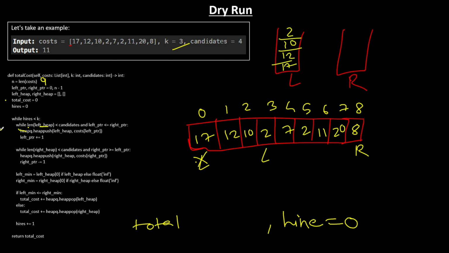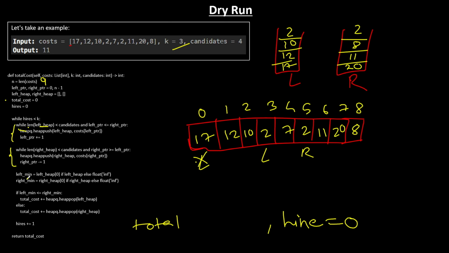Okay, now L is standing here. Again, the length of the right heap is less than the candidates. Yeah, true. Right pointer is greater than the left pointer. Yeah, because it is standing at the end. So I will just skip this part and bring the right pointer back to the fifth index, and we'll put all these values into the heap in an organized manner. Like it will be 2, then 8, 11, then 20. So this will be our main heap, left and right, and this is our indexing right now.